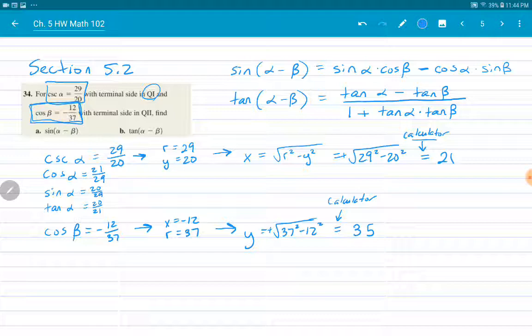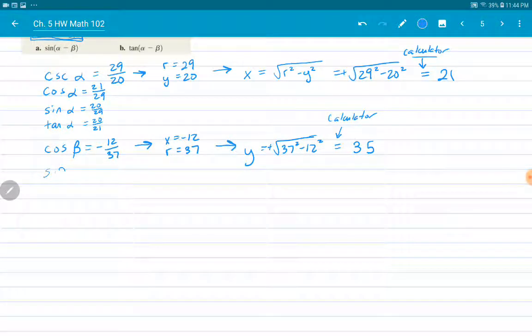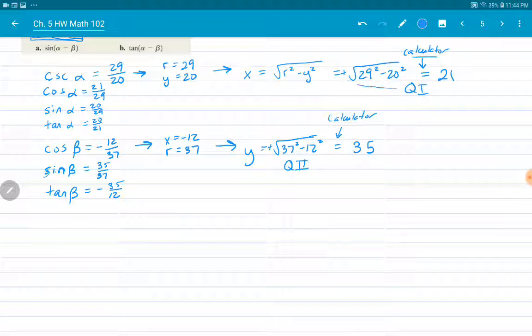Okay, so I have cosine of beta. Now I need sine of beta. That's y over r, so that is 35 over 37. And I need tangent of beta, which is y over x, or sine over cosine, which is negative 35 over 12. All right, so this one was quadrant 2, this one was quadrant 1. That gave me the signs.